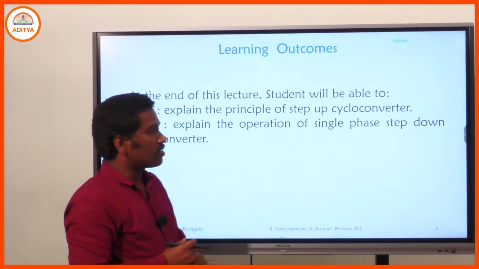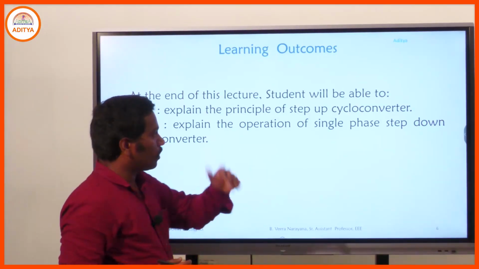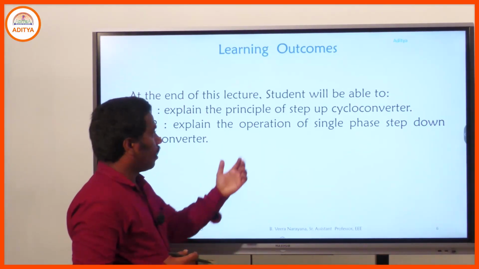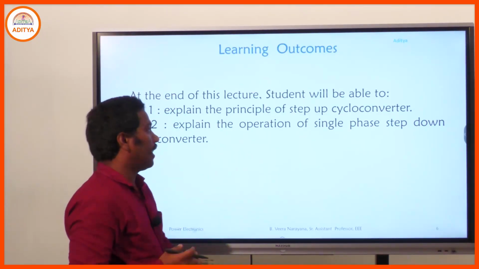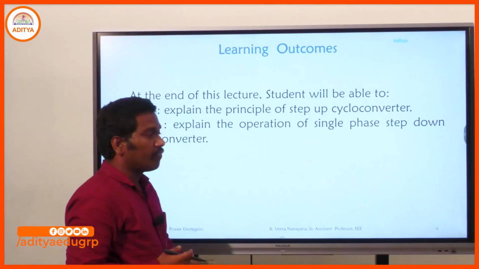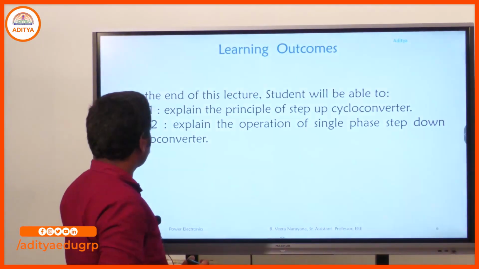At the end of this class, the learning outcome, you are going to explain the principle of step-up cycloconverter, and learning outcome 2, explain the operation of single phase step-down cycloconverter. So first we go through the cycloconverters. Here the cycloconverters are simply called the frequency changers.